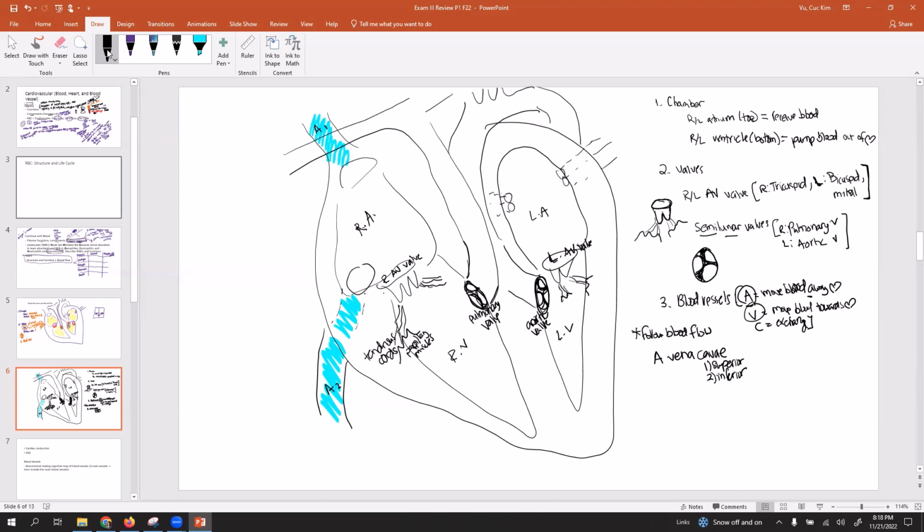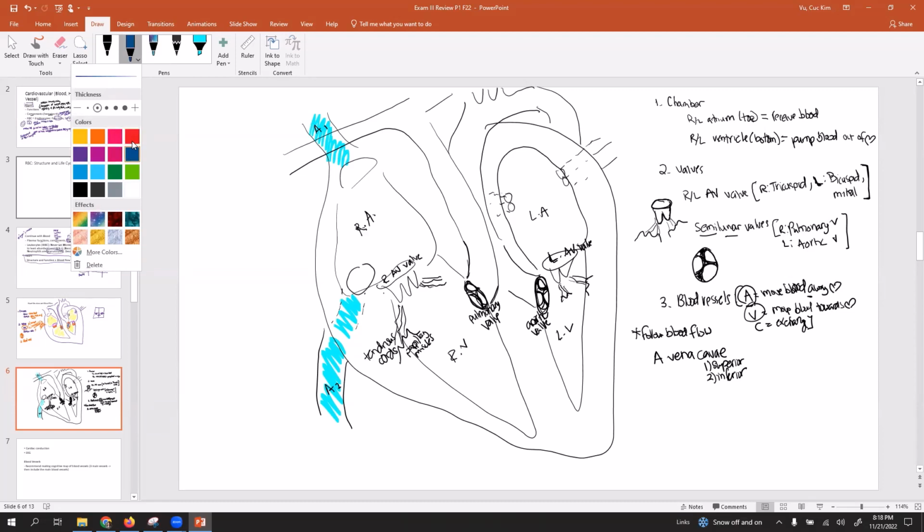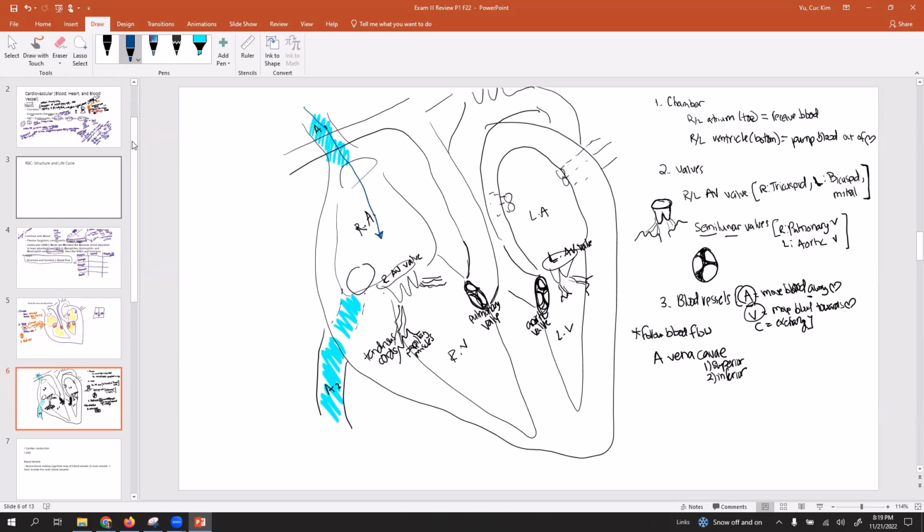Okay, so now the deoxygenated blood, changing my color to blue, is going to move into what chamber? Right atrium. Yep. And from the right atrium, it passes through what structure? The right AV valve. Very good. And from the right AV valve, it enters into the right ventricle, very good. And then it passes through this valve, which is the pulmonary valve. Very good.